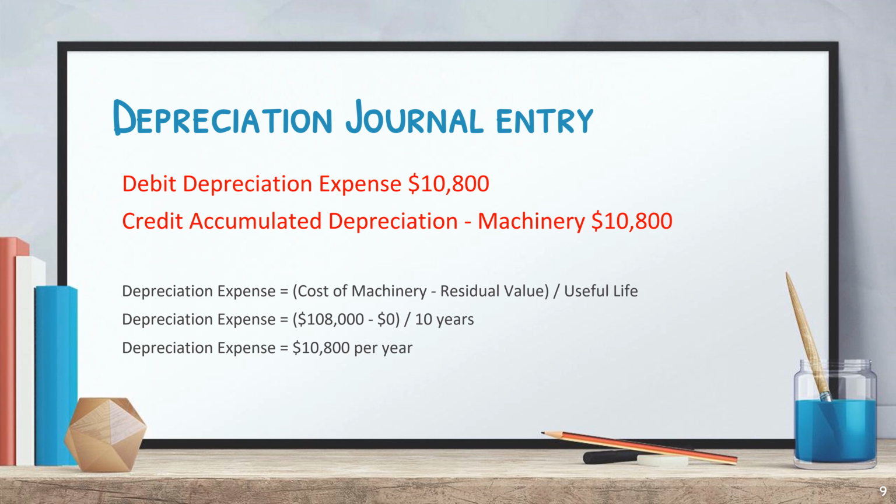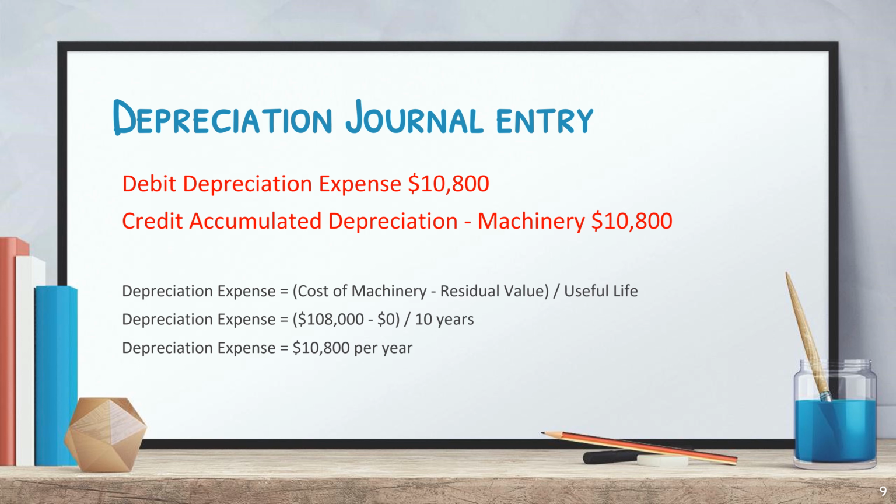Now let's consider the subsequent measurement and depreciation. Assuming XYZ Manufacturing chooses the straight-line method and estimates the useful life of the machinery to be 10 years, with no residual value. Each year, XYZ Manufacturing would record depreciation expense for the machinery based on the following calculation. At the end of the first year, the journal entry to record the depreciation expense would be $10,800. The depreciation expense reduces the value of the machinery on the balance sheet and is accumulated in the accumulated depreciation machinery account.